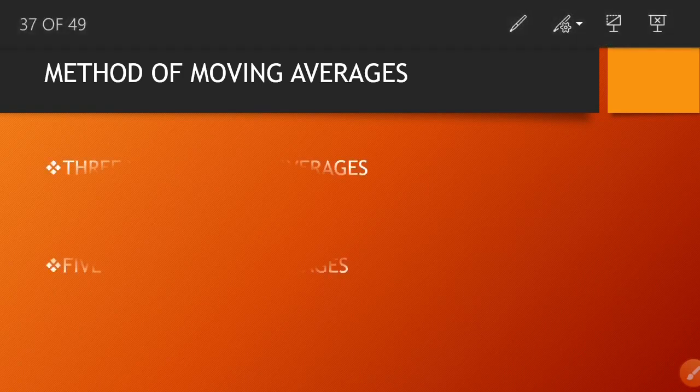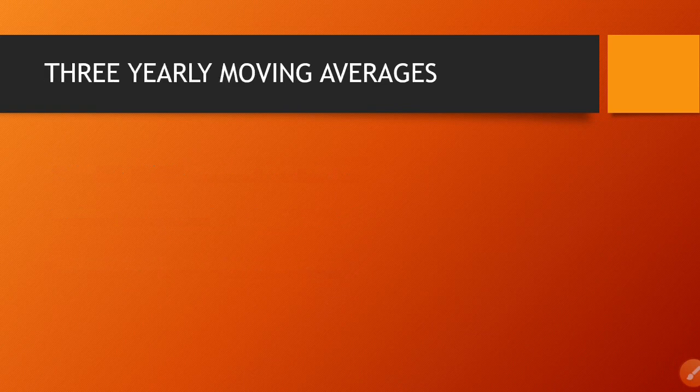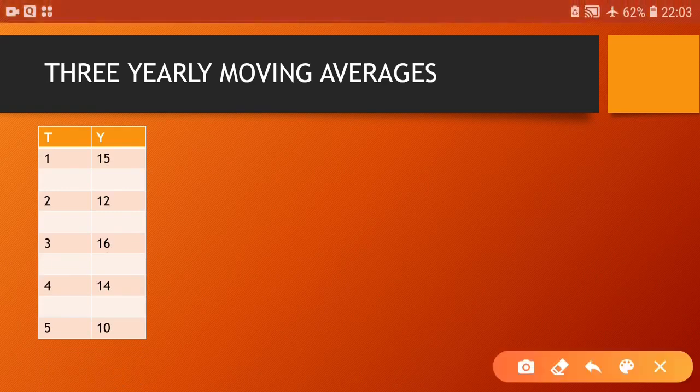In moving average there are total 3 averages: 3 yearly moving average, 4 yearly moving average, 5 yearly moving average. And we have started the topic of 3 yearly moving average. I hope you all remember what the 3 yearly moving average was. I told you that you have to consider only y. In y, you have to take the digit itself.